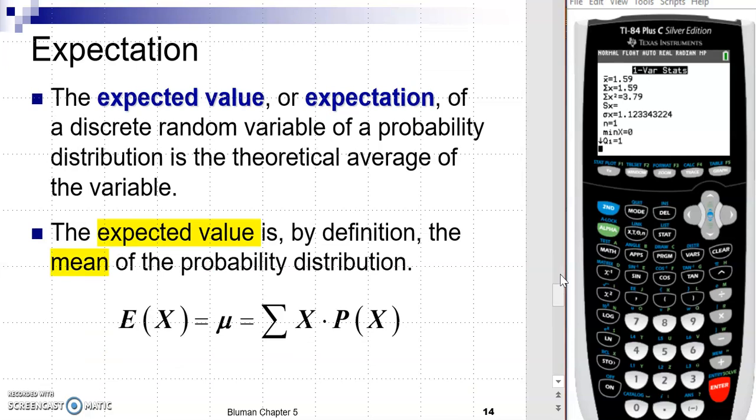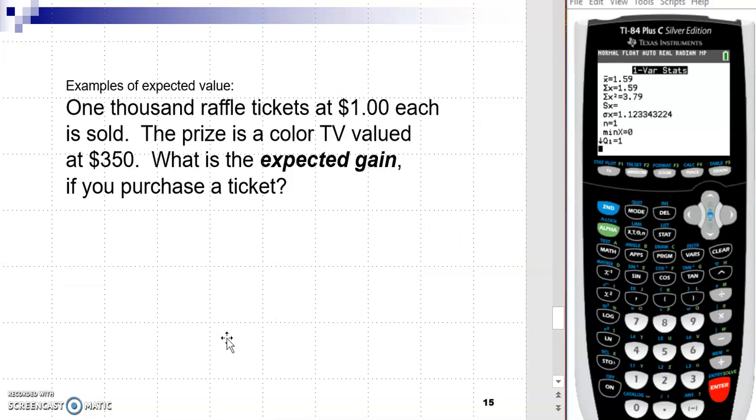Expectation or expected value is just another name for the mean. Notice that the notation looks a little different. It's E of X for expected value, but that's the same thing as mu, the mean. So if we've got a distribution and we're trying to find the mean, then we can just go back and put it in our 2 lists, just like we've done before.